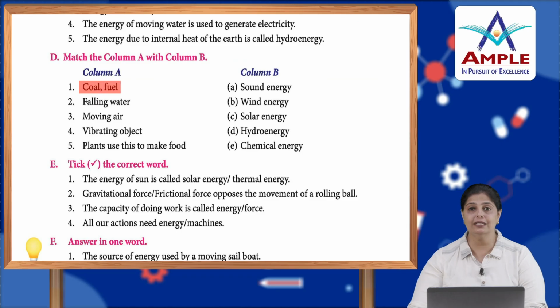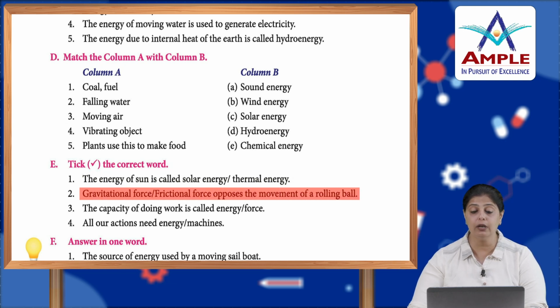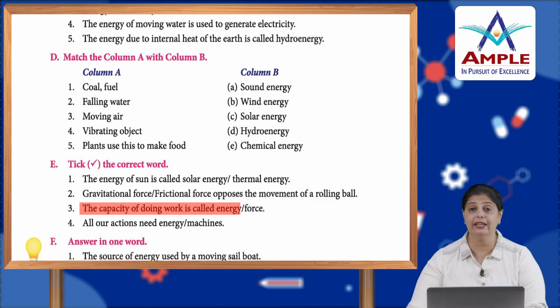Okay. Coal, fuel, they are chemical energy. Falling water is hydro energy. Moving air is wind energy. Vibrating object, sound energy. And plants use this to make food. They use the solar energy to make food. Alright, now the energy of sun is called solar energy or thermal energy? It is the solar energy. Gravitational force or frictional force opposes the movement of a rolling ball? It is the frictional force. Okay, the capacity of doing work is called energy or force? It is energy. All our actions need energy, or machines, they need energy.